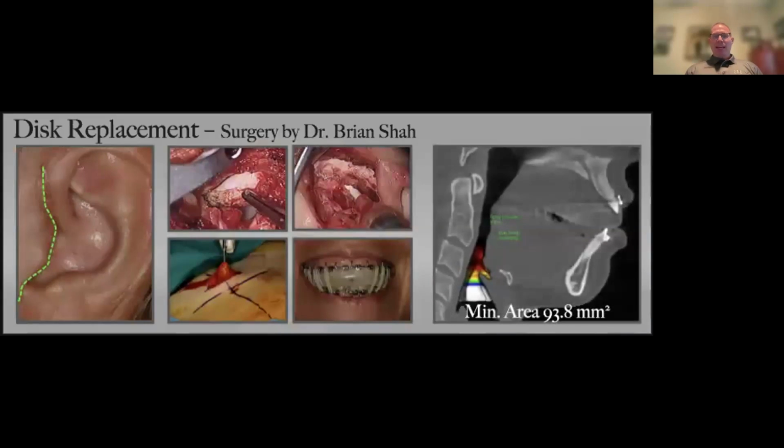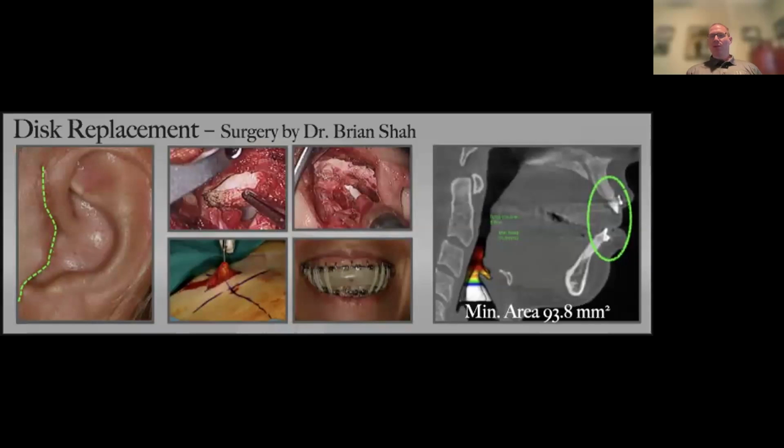It almost becomes a callus. You can see that her airway went from 38 to 93 millimeters just by an increase in vertical dimension at the joint level. But remember, Mary Claire wanted to close her anterior teeth.